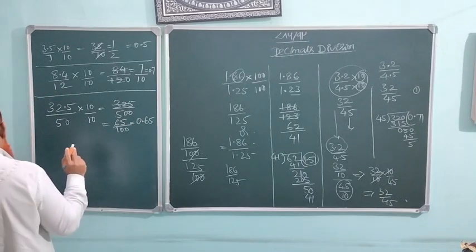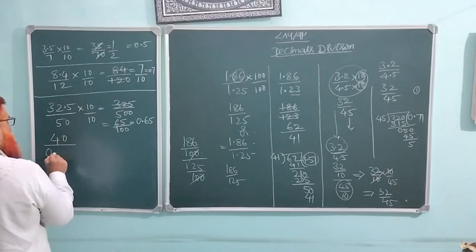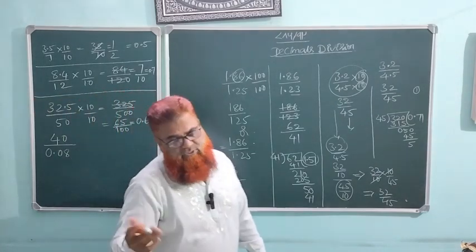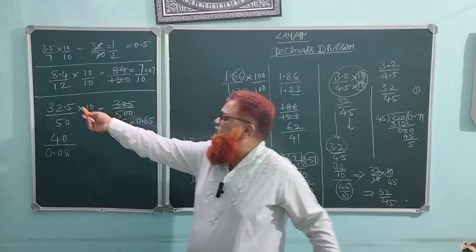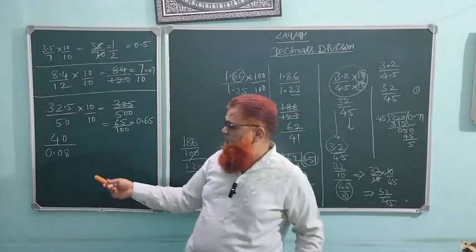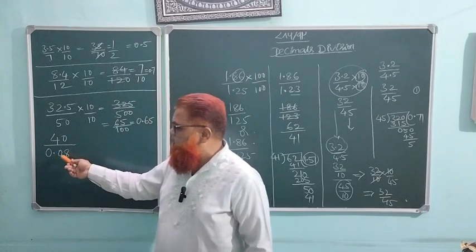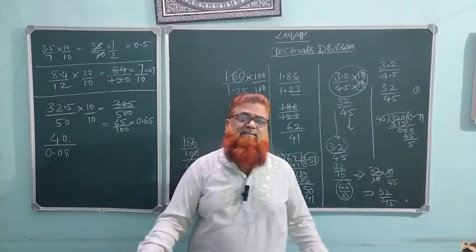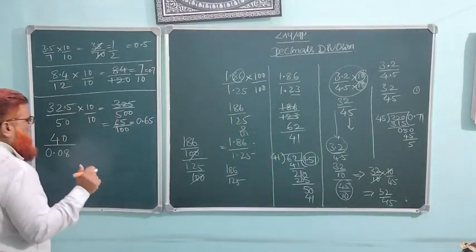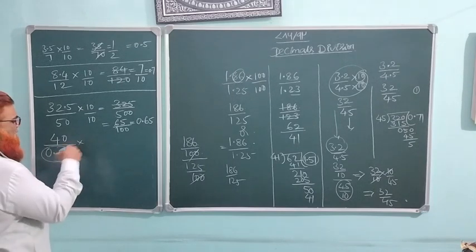There is another example I would like to solve here for your understanding: 40 divided by 0.08. Here I have changed the situation a little, because in my previous example only the upper part was a decimal, but here the upper part is a whole number, and the lower part, which is going to divide the upper part, is a decimal. It doesn't matter whether it is the upper or lower part; we have to convert every decimal into a whole number for our division.